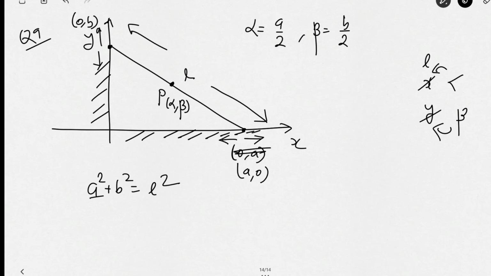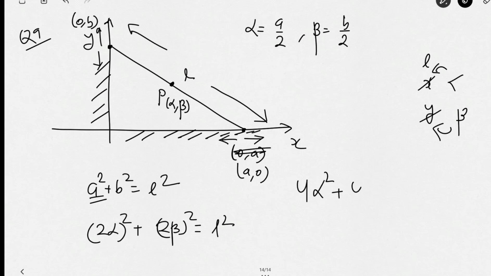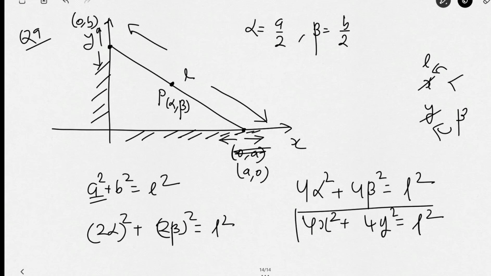So A is what? 2 alpha. So 2 alpha square plus 2 beta square equals L square. 4 alpha square plus 4 beta square equals L square. So this becomes 4x square plus 4y square equals L square. This is the answer.